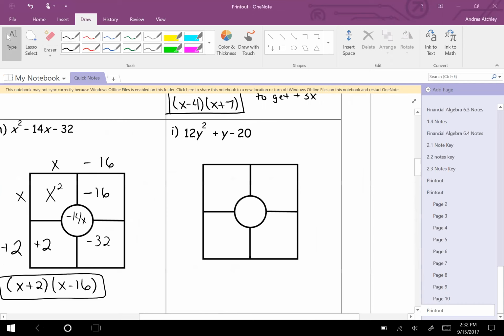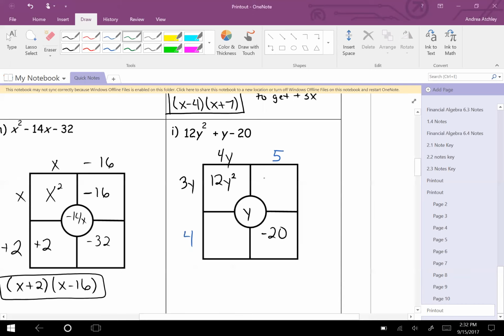Okay, then the next one. Let's go and see how we did with it. Aaron, what did you guys use for the factors of 12? 3 and 4. Okay, and where did you put the 3 on the top here? No, we put it on the side. Okay, 3y and 4y. Good. Okay. And then what did you use for your factors of 20? 5 and 4. Okay, and so the 5 should go here, and the 4 should go here.